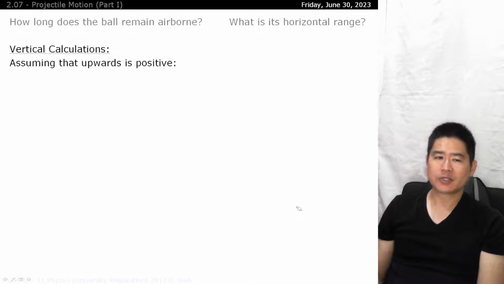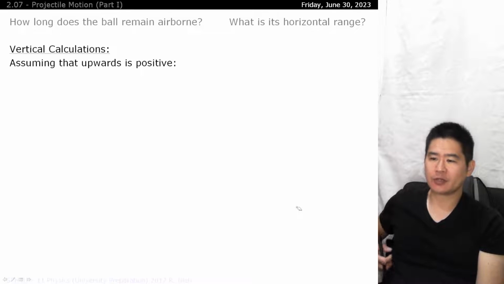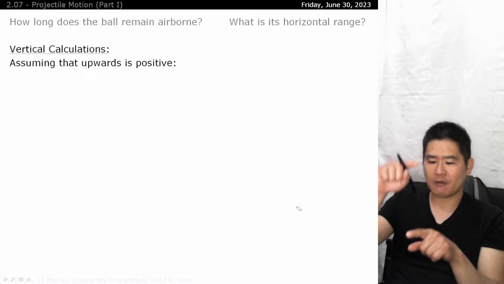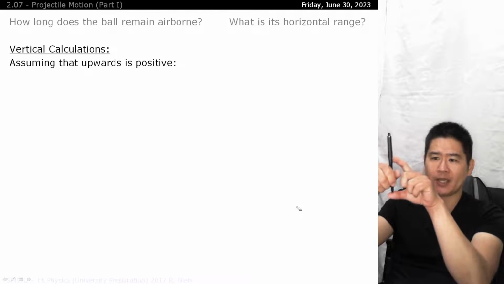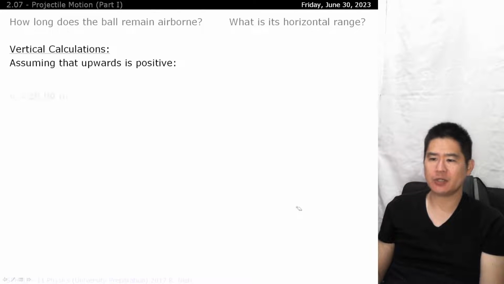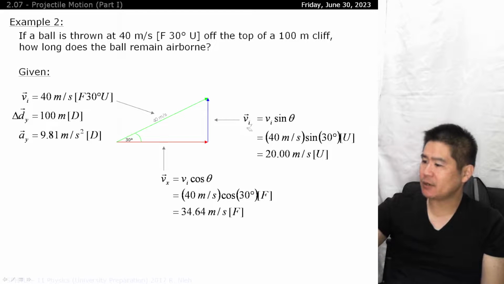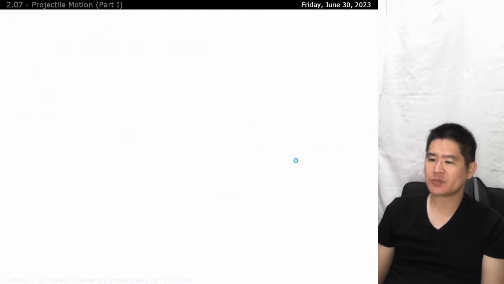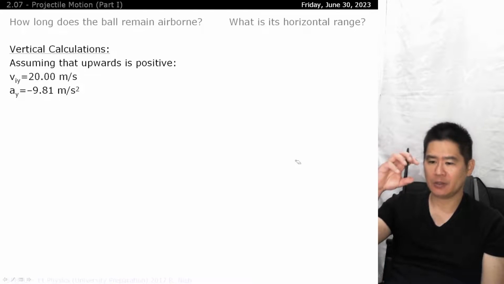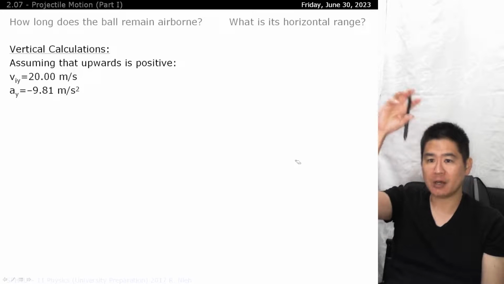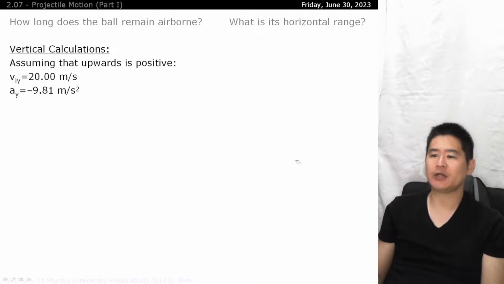All right, you'll notice that you have to solve first for your vertical calculations because you know how far it's going to drop. You have your delta dy. You also know its y component, Viy. And lastly, acceleration is pulling it down. So from before, we calculated our Viy to be 20 meters per second. Your ay is negative 9.81 meters per second squared. And this ball launcher is located 100 meters above, so it's going to fall 100 meters down.